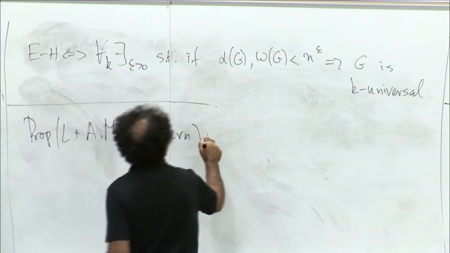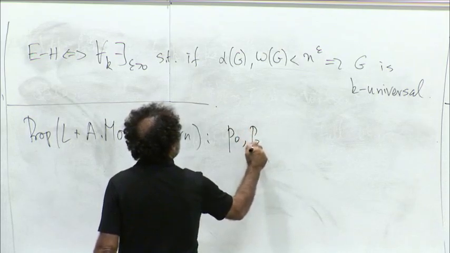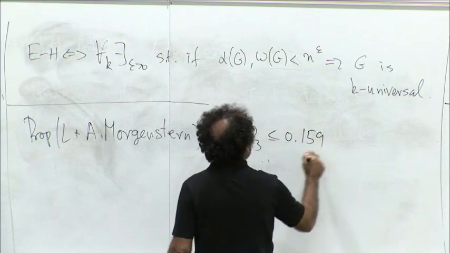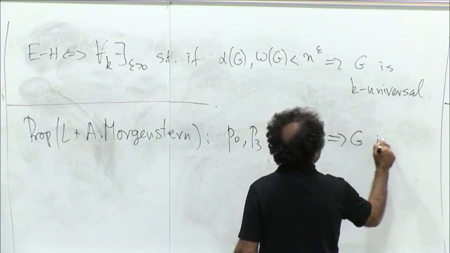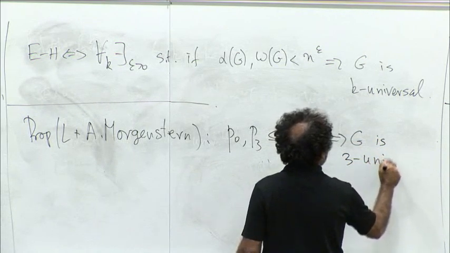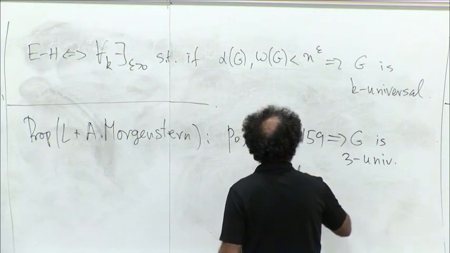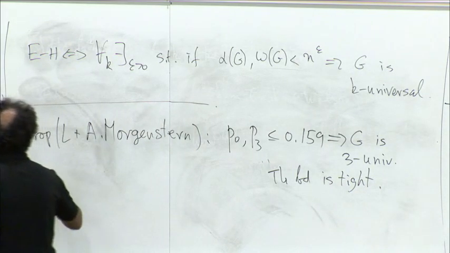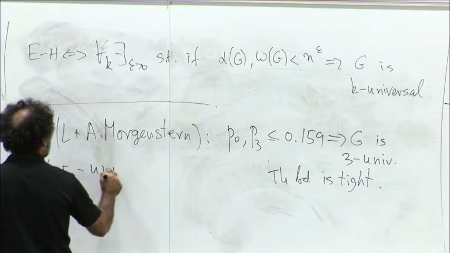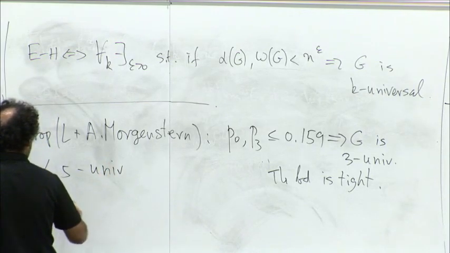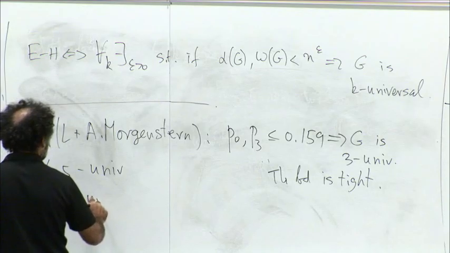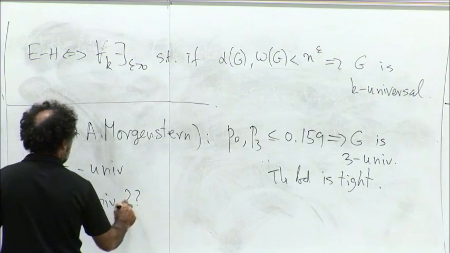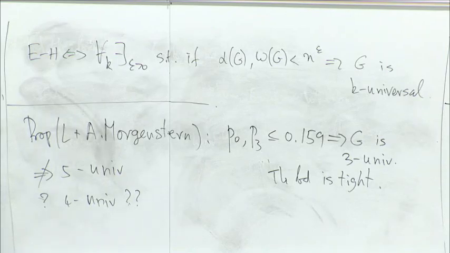Coming back to the triple statistics, if P0 and P3 are less than 0.159, then G is 3 universal. The bound is tight. For example, we know that this does not imply 5 universality. We don't know whether it implies 4 universality. And this is a new type of question that's very recent in this area.